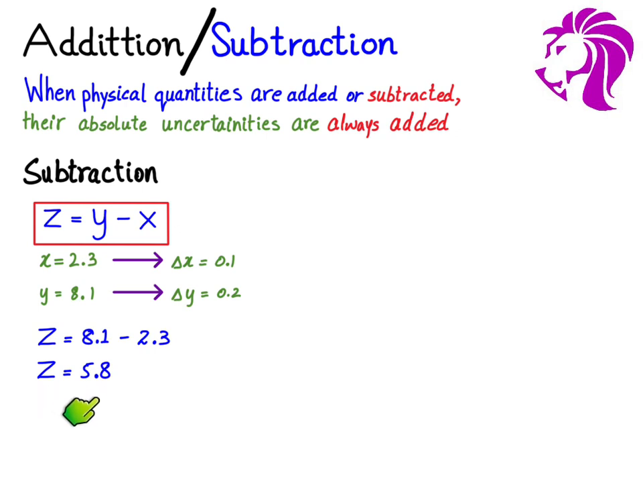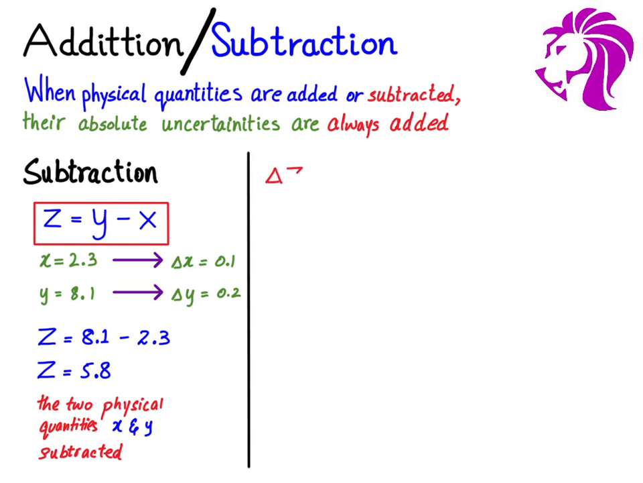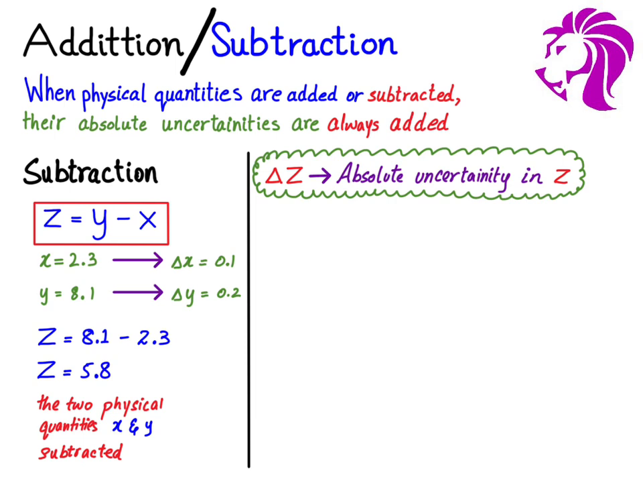This 5.8 is the final answer of z, right? But now you know that since you have done the calculation of z using y and x, and y had an absolute uncertainty and x had an absolute uncertainty, that means your final answer should also have an absolute uncertainty. Yes, it must have, and that is delta z. That's the absolute uncertainty in z.